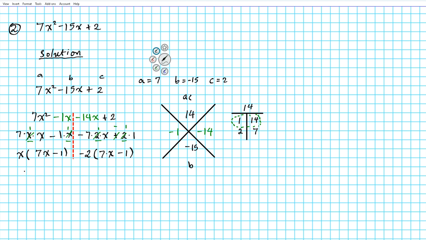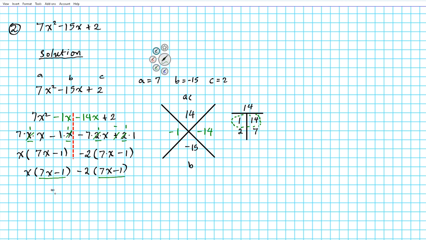All right, let's put it together. We have x times 7x minus 1 times negative 2 times 7x minus 1. How are we looking here? We're looking pretty good because the two quantities in the parentheses are identical. All right, that's a sign that our work is on the right track.